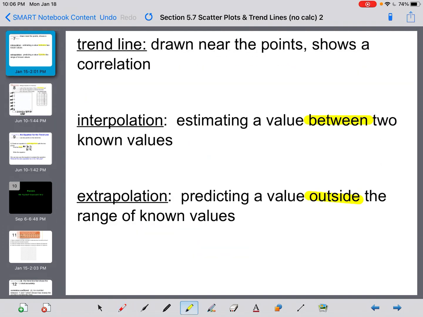Interpolation is when we estimate a value between two known values. So a value that's in between some of the data points that we already have. Extrapolation is when I use that data that I have to predict something outside of the data that I know. So maybe I'm trying to estimate something in the future. That would be extrapolation. Think of interpolation like inside, extrapolation like extra, something I don't already have.